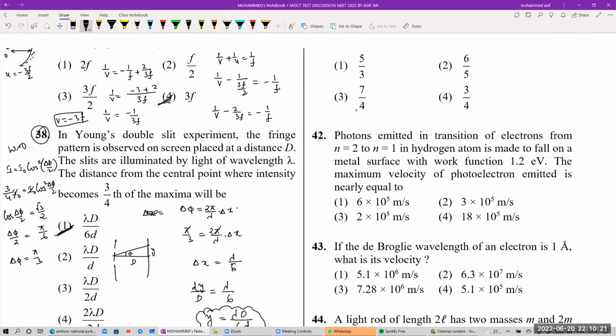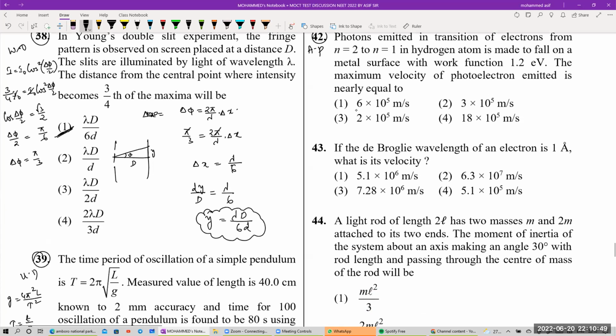Photon emitted in a transition of an electron from n is equals to 2 to n is equals to 1, in hydrogen atom is made to fall on a metal surface with a work function 1.2 electron volt. The maximum velocity of the photoelectron emitted is nearly equal to how much? ये अपना atoms का question है. I hope you can do it out. Photoelectric effect conditions का atom modern physics का question है. I hope everyone can try. You try to do it on your own beta, atomic physics, and please let me know the answer in the chat box. और आई एम लीविंग दैट वन, ये भी मॉडर्न फिजिक्स का ही है, एटॉमिक फिजिक्स का.